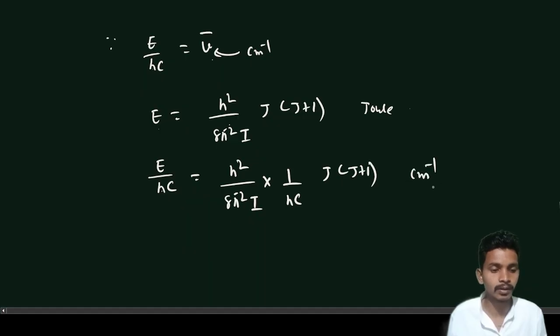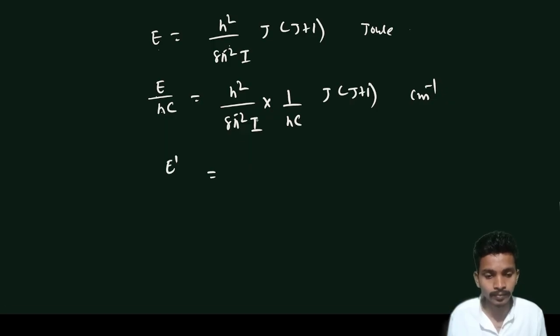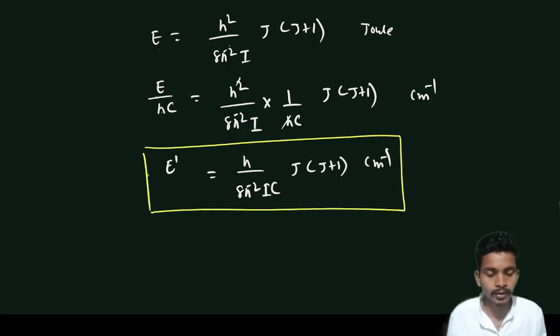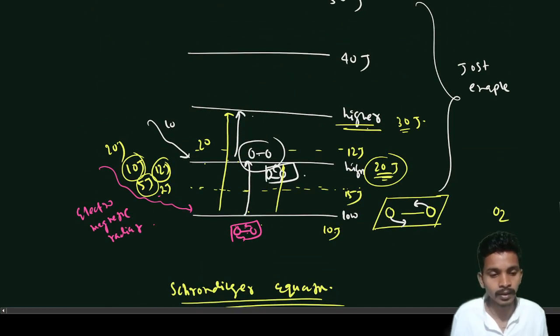This is in centimeter inverse, because this is centimeter inverse, so this has to be in centimeter inverse. So if we say E upon Hc is E dash, then this I can cut here, and that will become h upon 8 pi square Ic into j plus 1. This is in centimeter inverse. Okay, so this is the equation we will use to derive the energy levels.